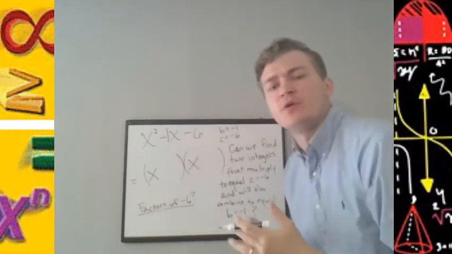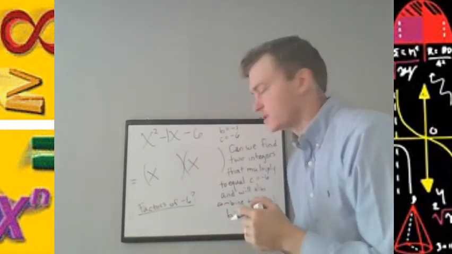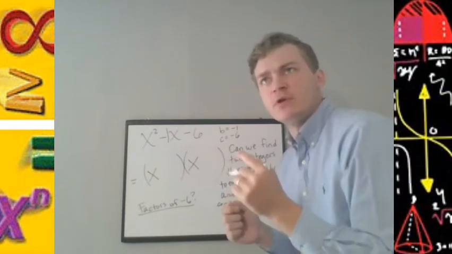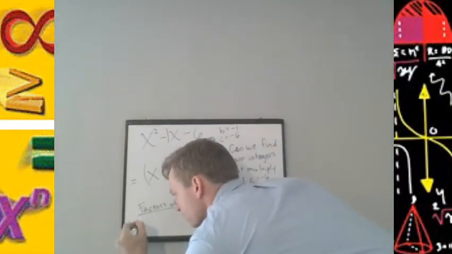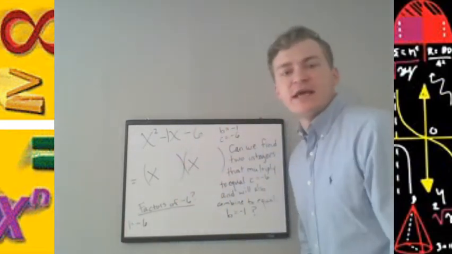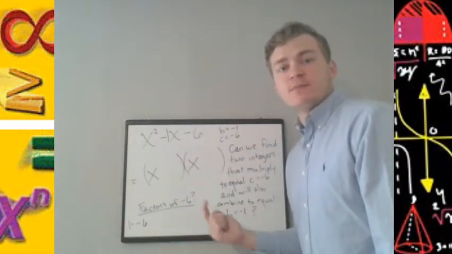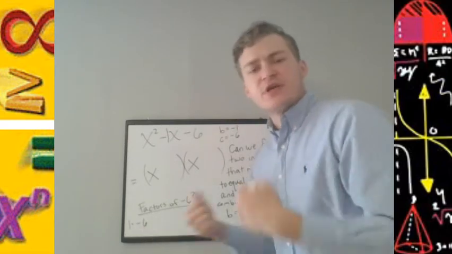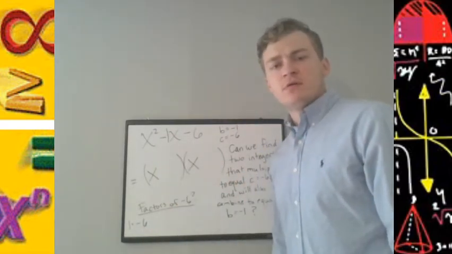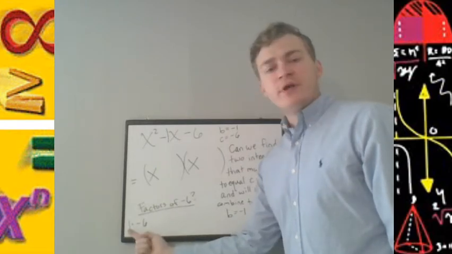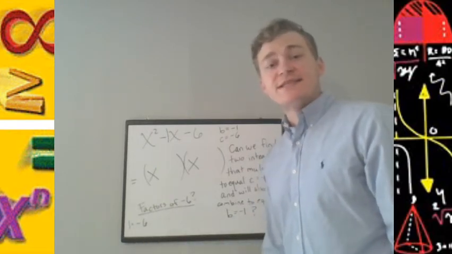What two numbers multiply together to give me negative 6? Well, I'm going to start off with the easiest one, 1 times negative 6. 1 times negative 6 is negative 6. But will these two numbers combine to give me negative 1? No. 1 combined with negative 6 is negative 5.